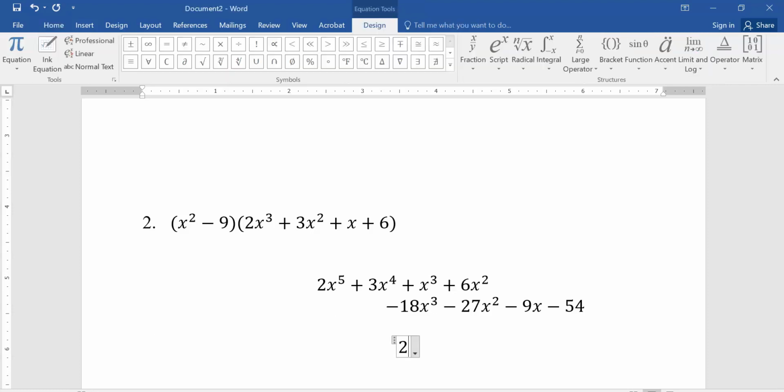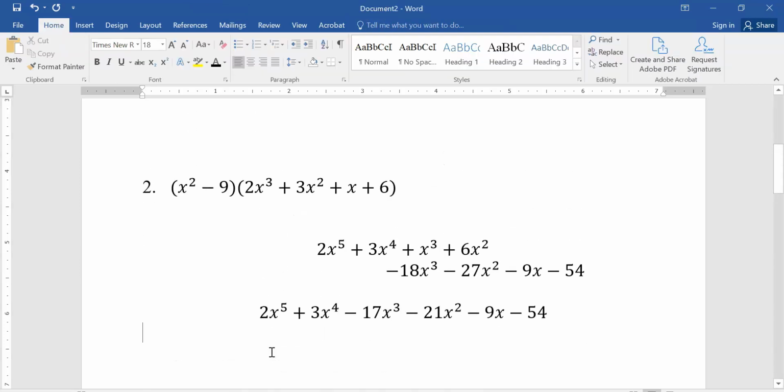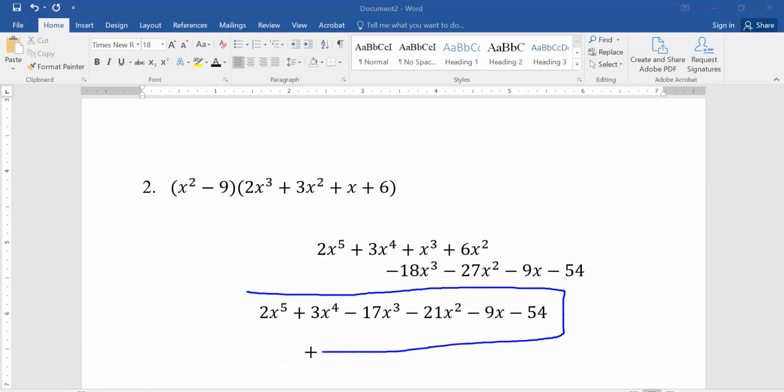So my final answer is going to be 2x to the fifth plus 3x to the fourth minus 17x to the third minus, looks like, 21x squared minus 9x minus 54. All right, and that's my final answer to problem number 2. This answer right here is as simplified as we can get it when we multiply it out.